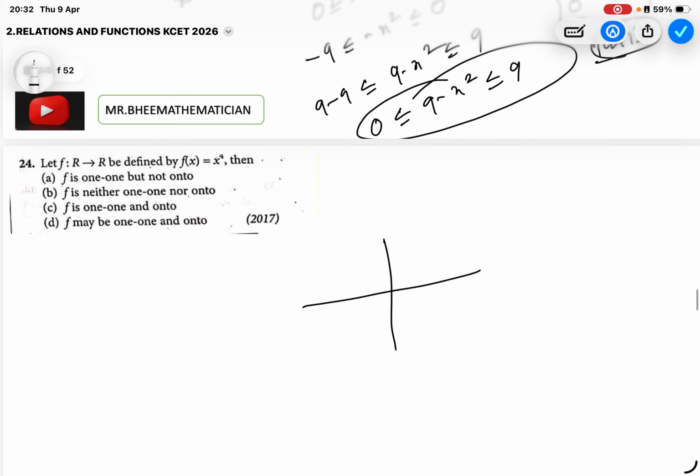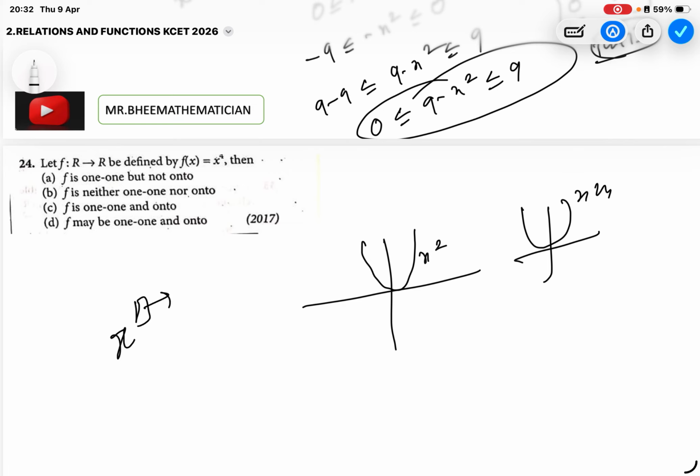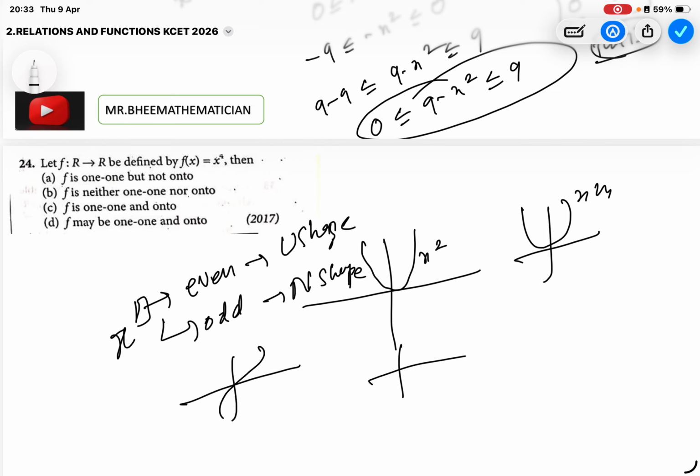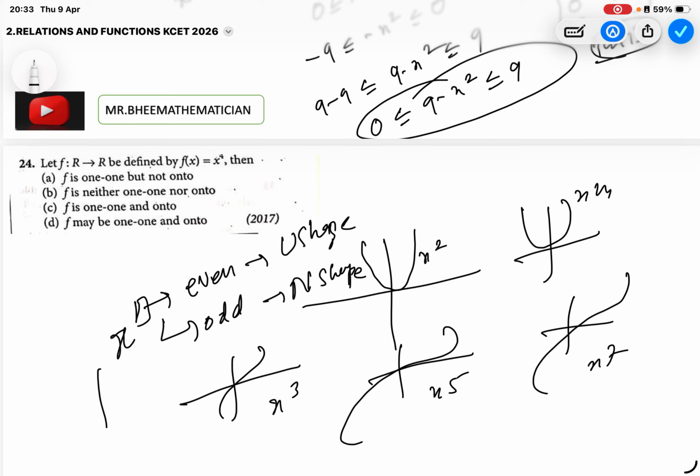Next, f of x equals x square, x raised to 4. This is x square, this is x raised to 4. If x to the power even is there, it is not one-one. If x to the power odd is there, it is one-one. This is x cube, x raised to 5, x raised to 7. So x raised to 5, x raised to 7, x cube and x are one-one and onto. But x square is not one-one, not onto.